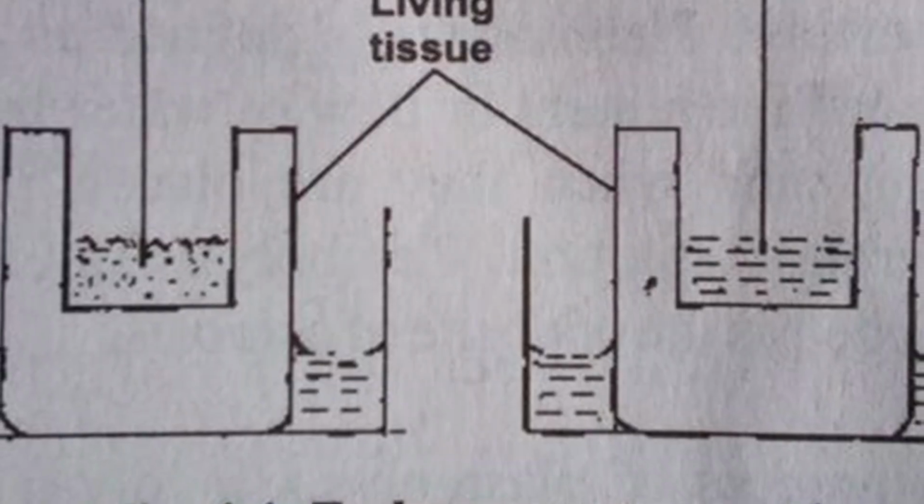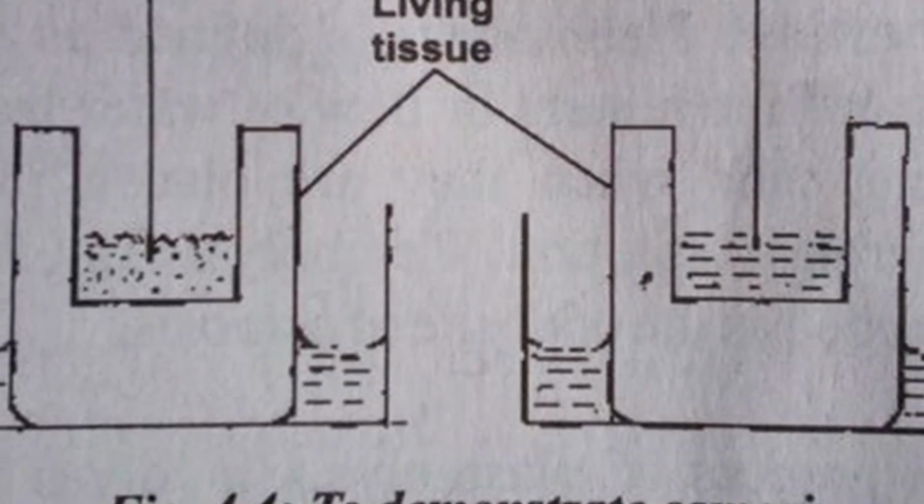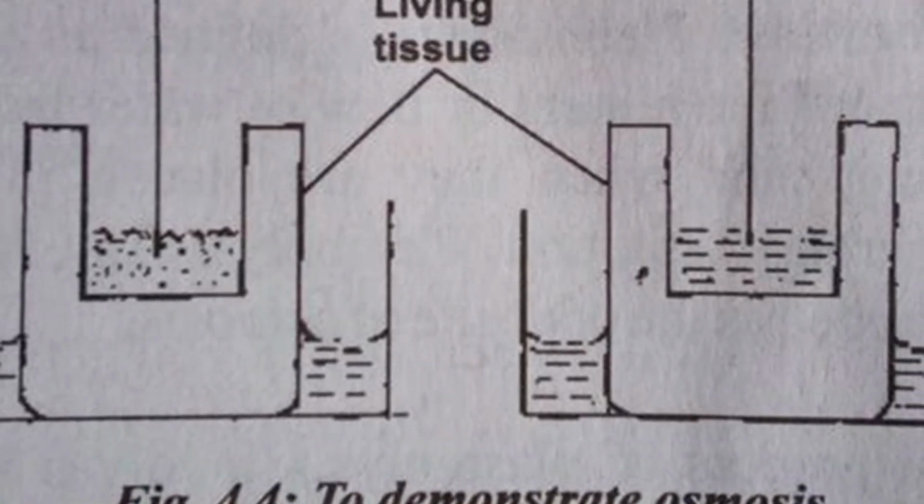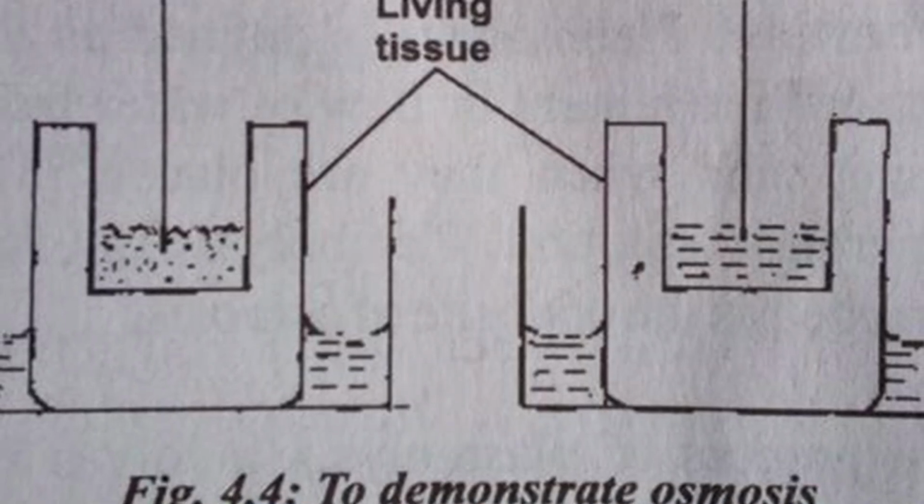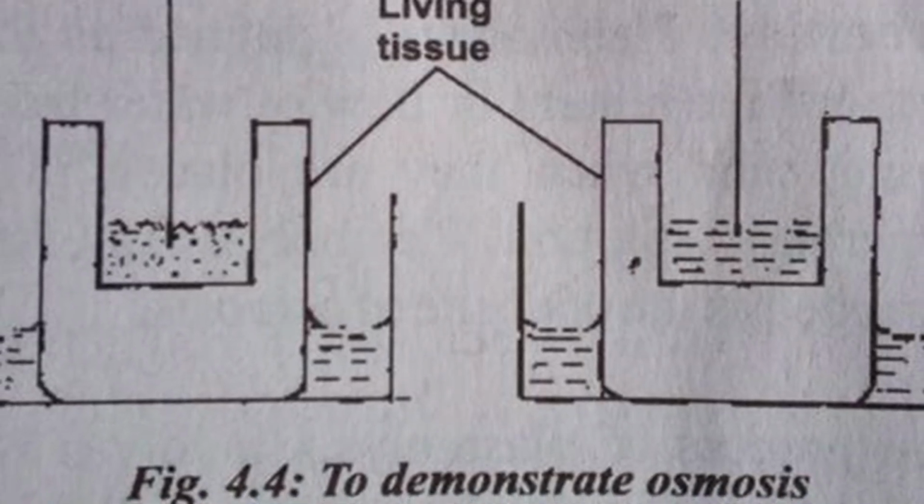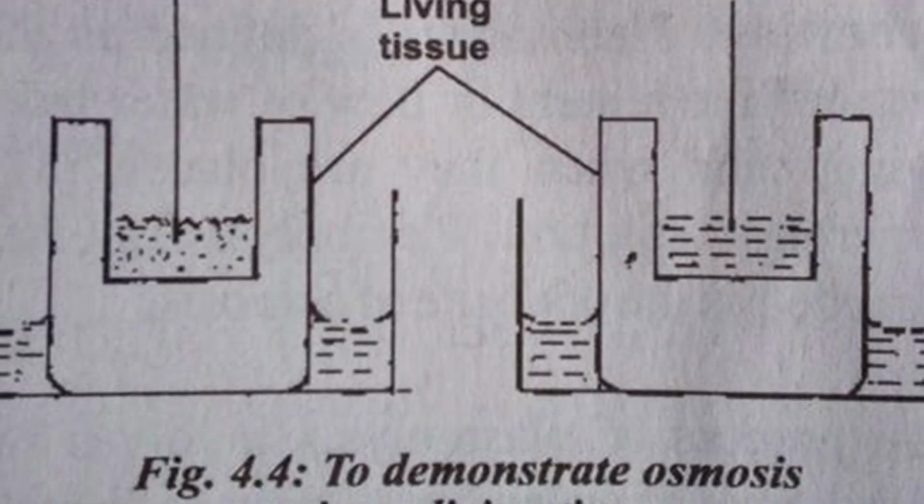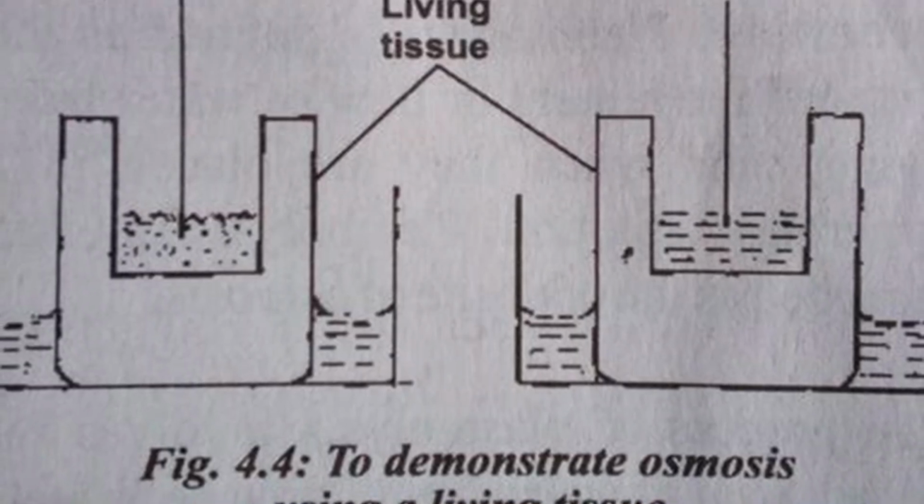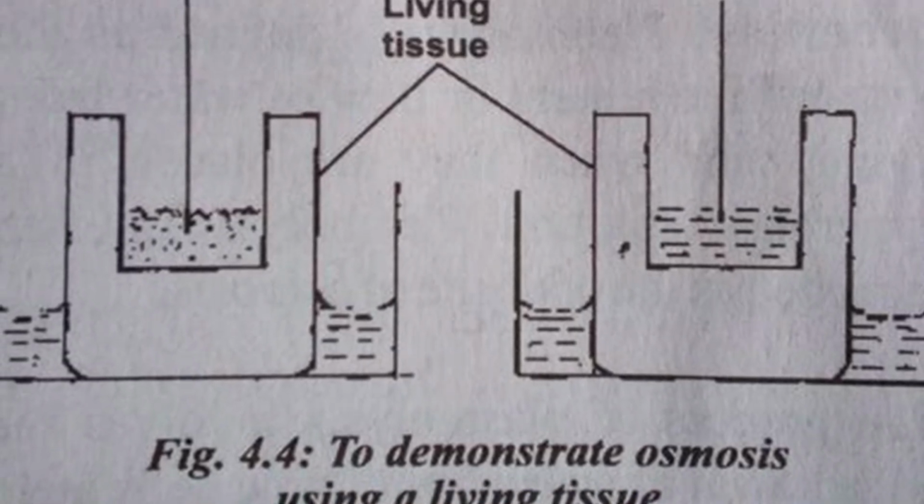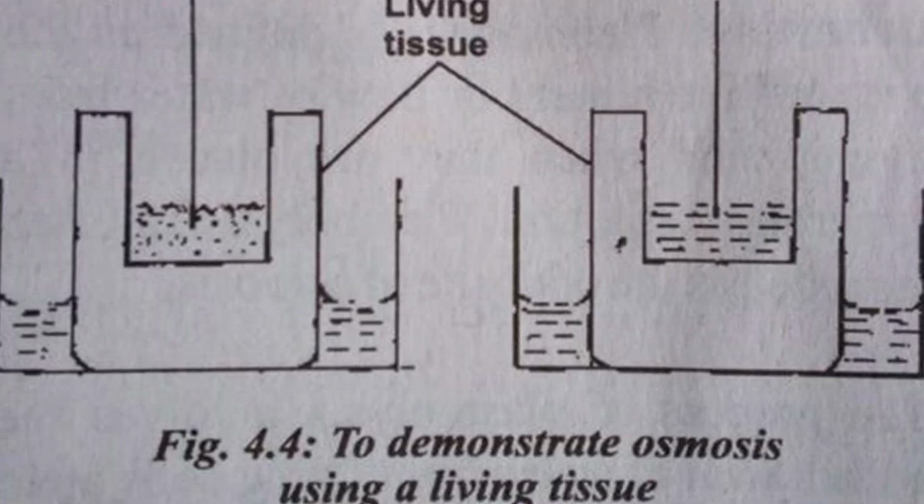But in setup A, there will be movement of solvents or water molecules from the region of lower concentration to that of the higher concentration. So in this experiment, the yam tubers are serving as living tissues. So this is an experiment to demonstrate osmosis using a living tissue.